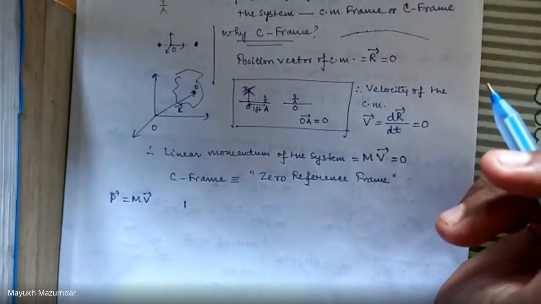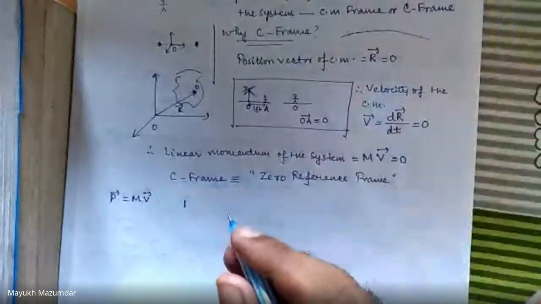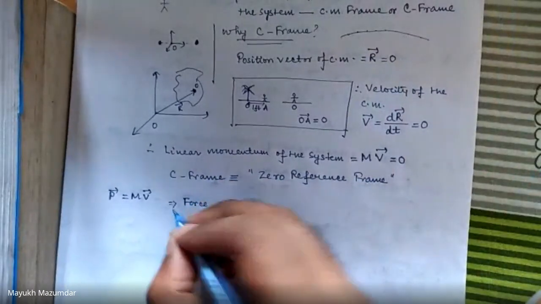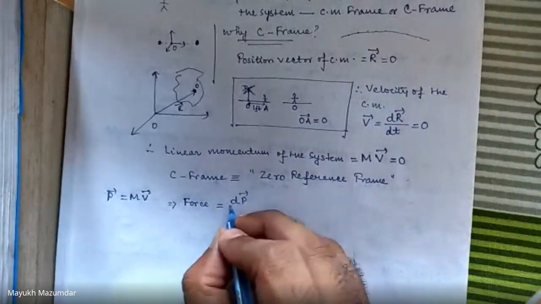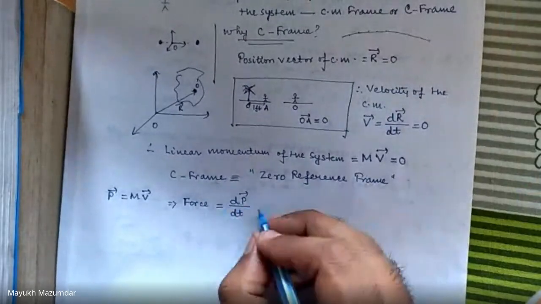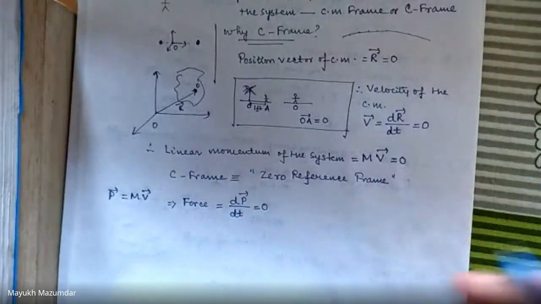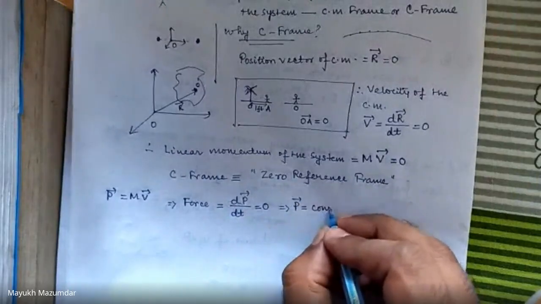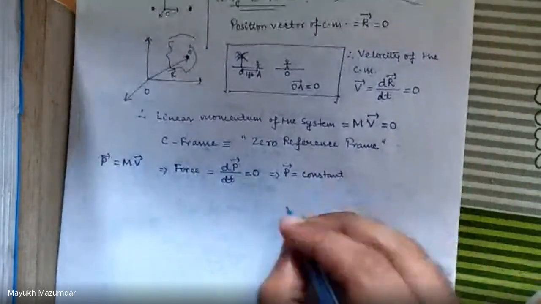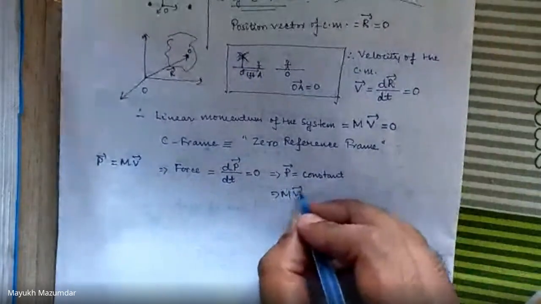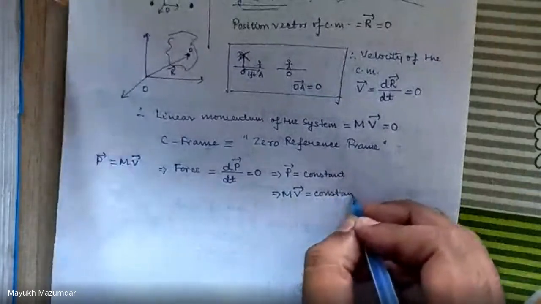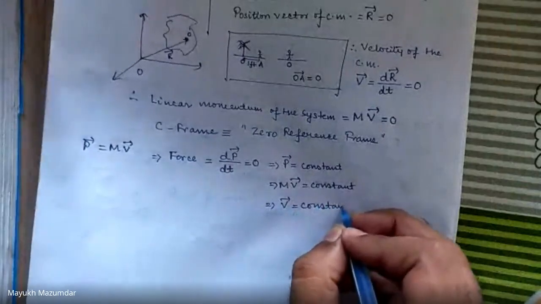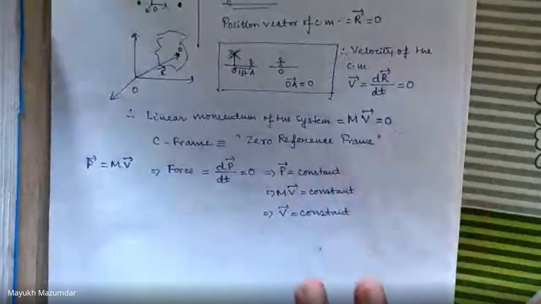Okay, so now if there are no external forces acting on the system, which we take in most cases, then what would be the force on the system? It would be dP/dt. If this force is zero, there is no external force acting on the system, then we can say P is constant. And P means MV, that is constant. That means V is also constant. Now what does it mean? The velocity is constant, so it is uniform velocity.